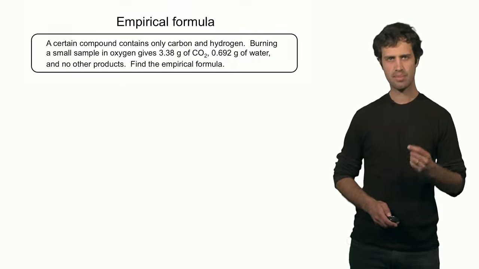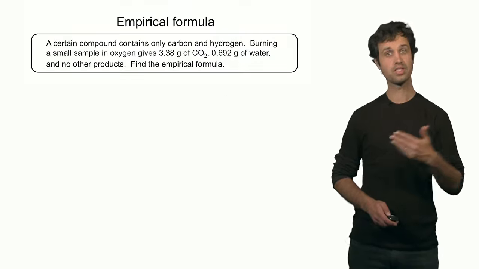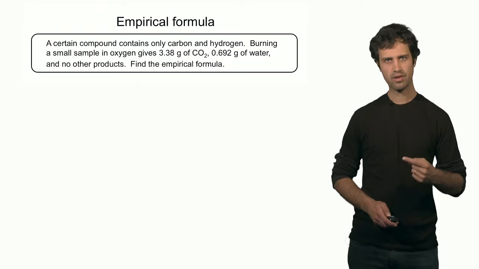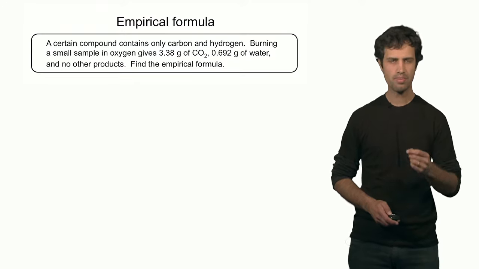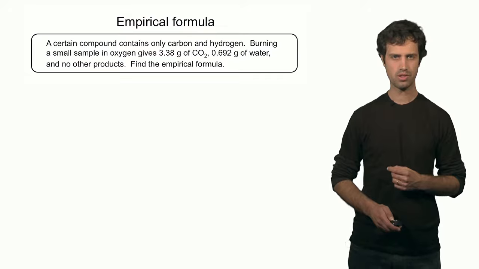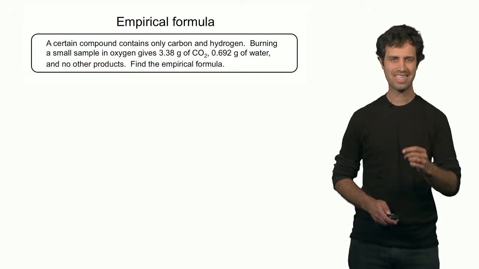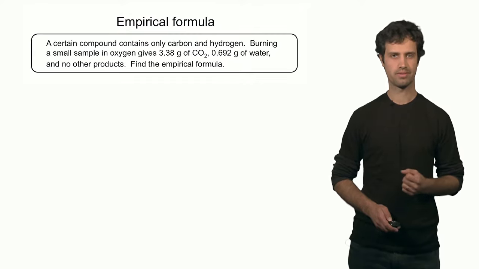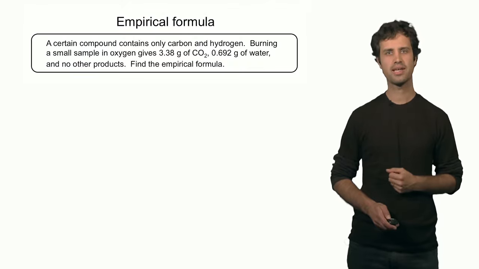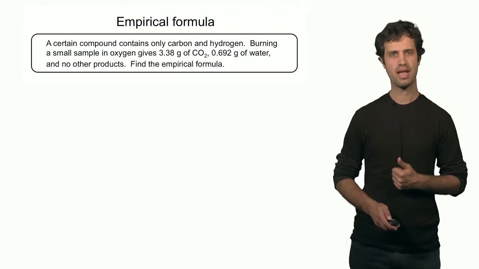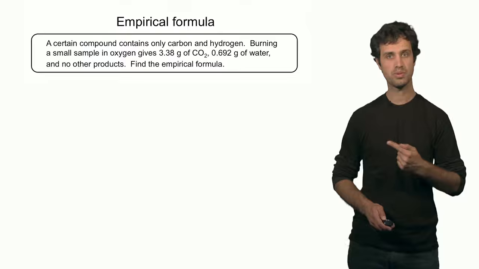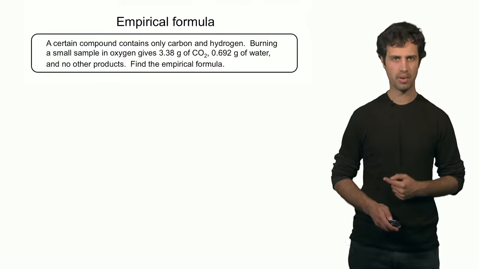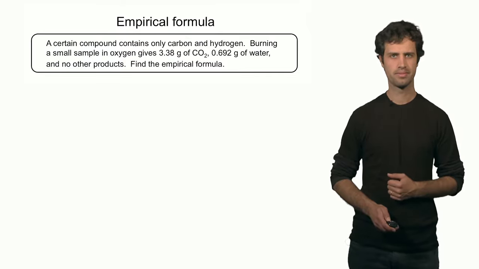In this reaction, I produce CO2 and H2O. This is a combustion reaction. This hydrocarbon produces a total of 3.38 grams of CO2 and 0.69 grams of water. Now, using these amounts, I can determine the amount of carbons and the amount of hydrogens, which allows me to determine the empirical formula of the hydrocarbon.